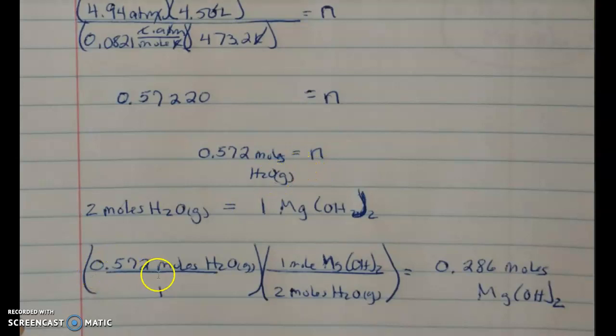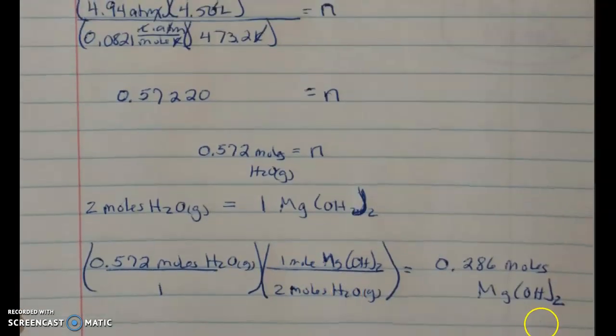So we use the factor label method, right? We have 0.572 moles of water, and we're going to divide that by 2 moles of water, and set that equal to 1 mole of magnesium hydroxide. For every 2 moles of water vapor used, we're going to generate 1 mole of magnesium hydroxide. The moles of water vapor cancel, and that will leave us with 0.286 moles of magnesium hydroxide. It was just simply a division problem. All right. Now, are we done yet?